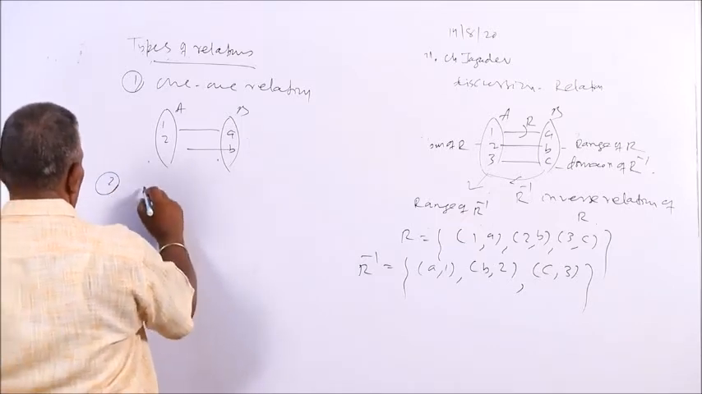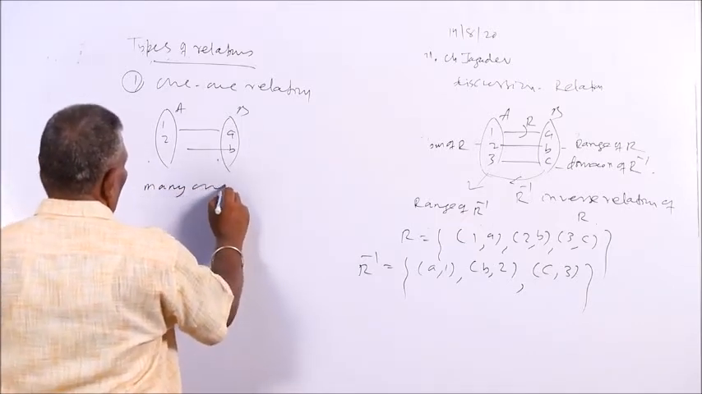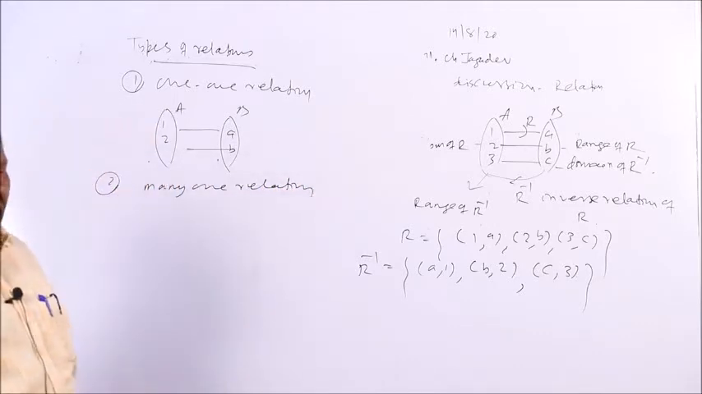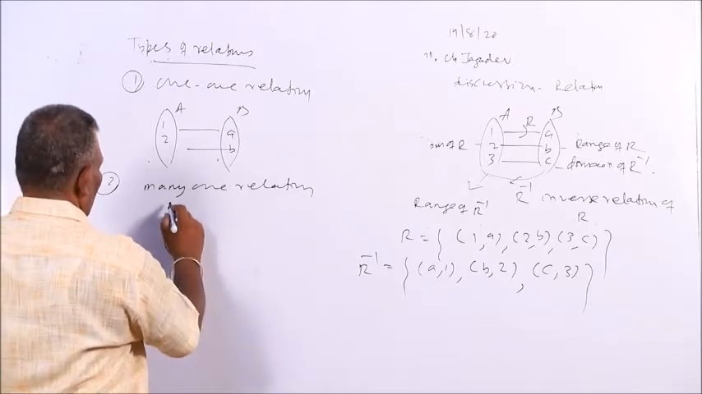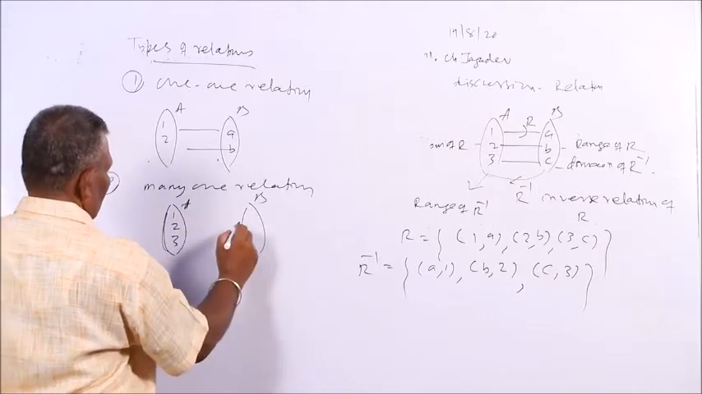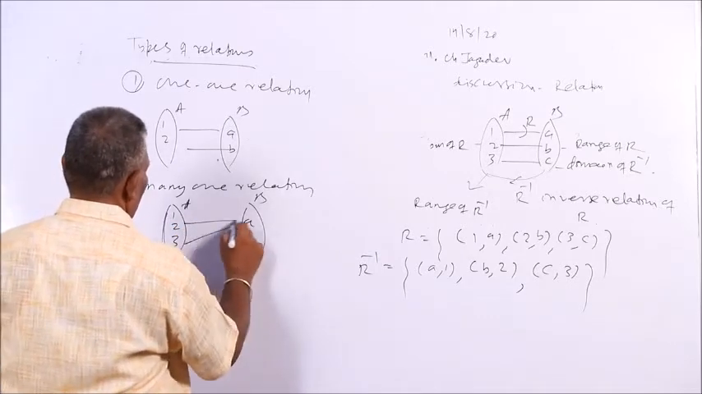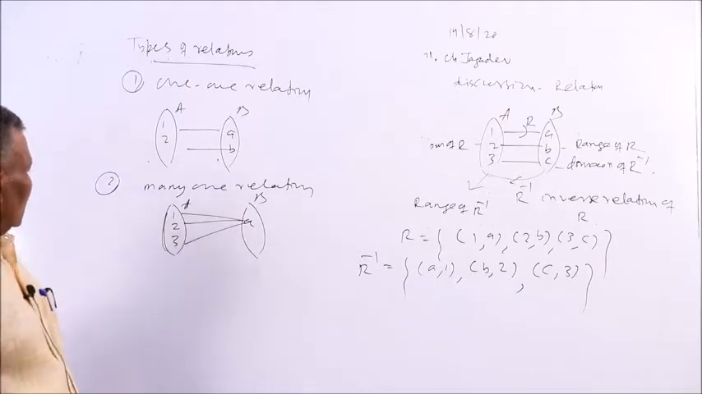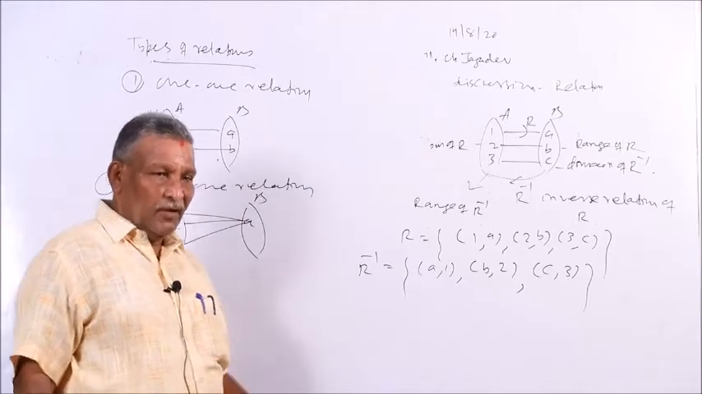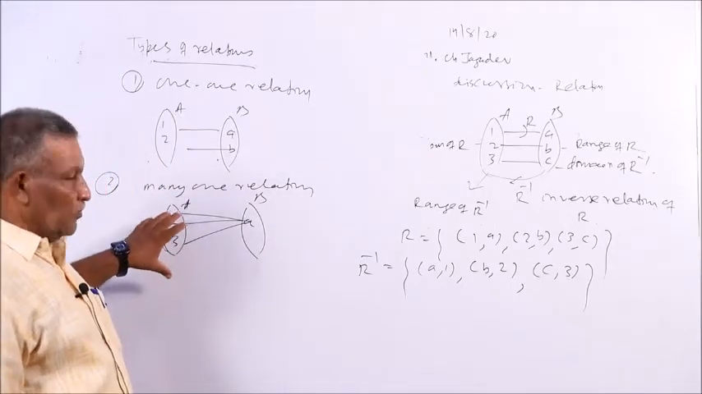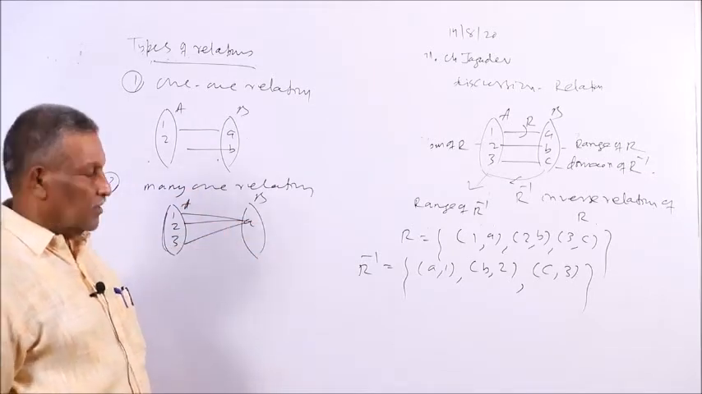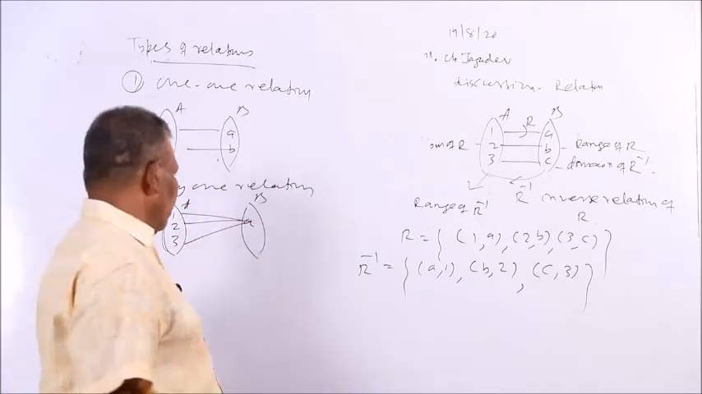Second one, many-one relation, that is in the domain set there are many elements and in the range set there will be only one element. This is a many-one relation. Suppose we consider this classroom as a many-one relation, as all you students will be in the domain and in the range set we keep the teacher. Then this relation is a many-one relation.